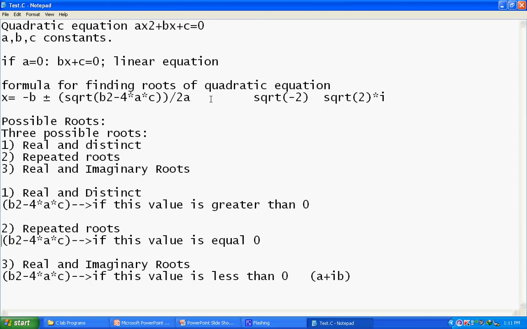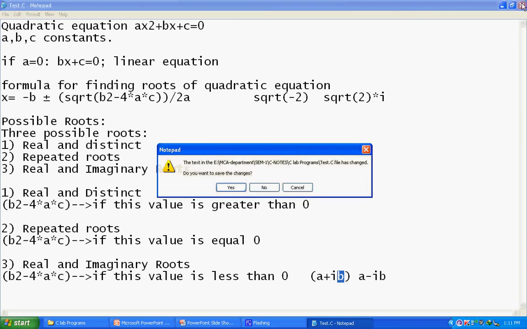But the values I am going to get are of the form a plus ib. As we know, in the formula we have plus and minus. It tends to the complex roots of the form a plus ib and a minus ib, which are called complex. In this, one part is real and the part with i is called the imaginary part. Now let us go for the program.